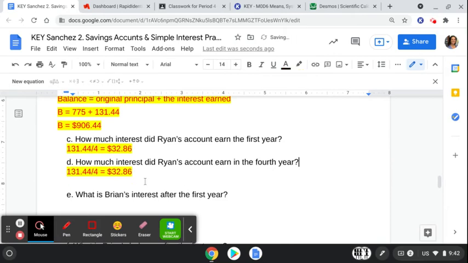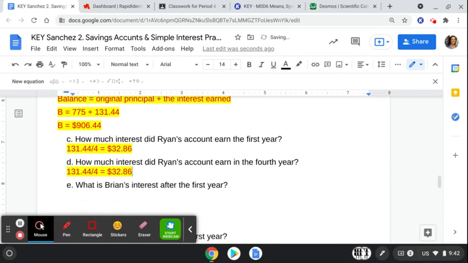and he earned 32.86 in his fourth year. So the reason we're looking at this is because we're about to do the lesson on Tuesday on compound interest, and you're going to see that instead of making the same interest every year, no matter what, he's going to start earning interest on the balance as well. He's going to start earning interest on his interest.